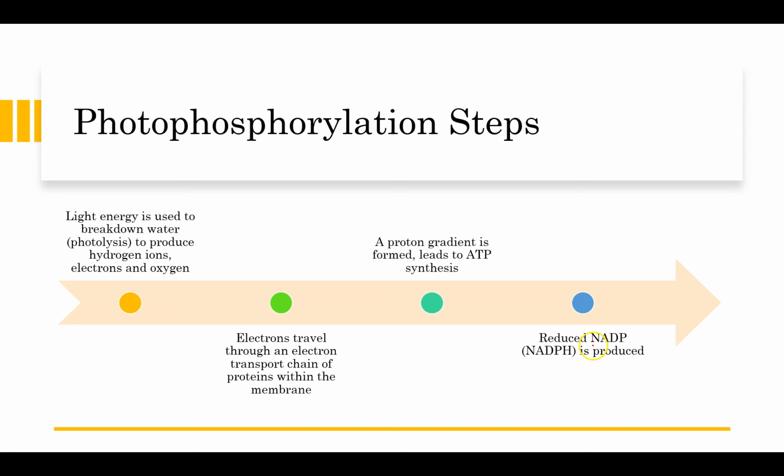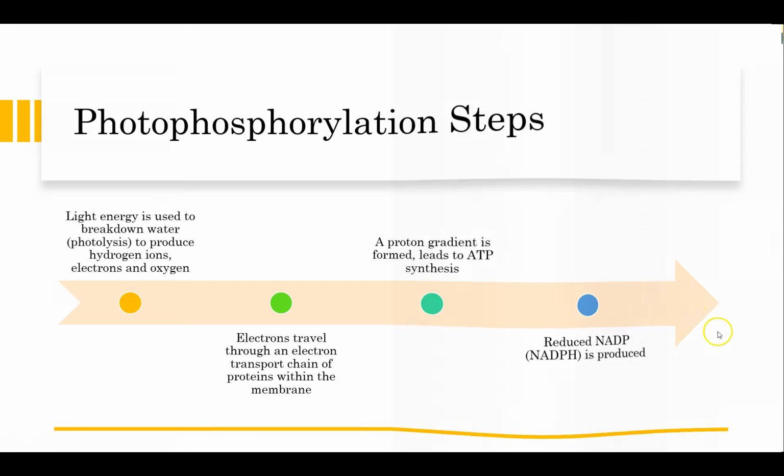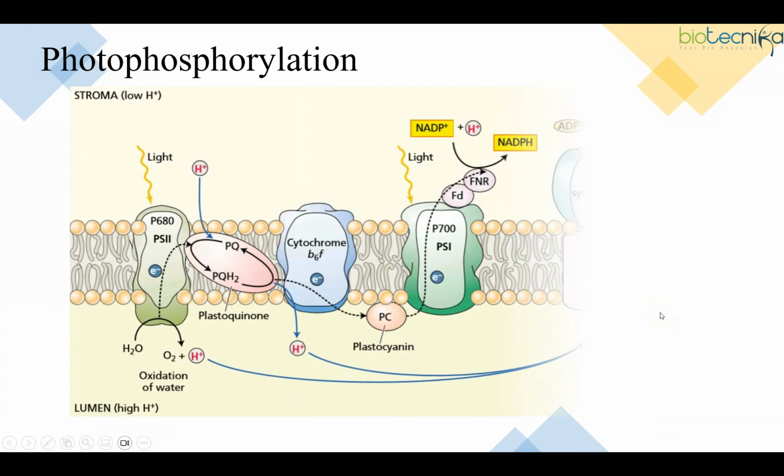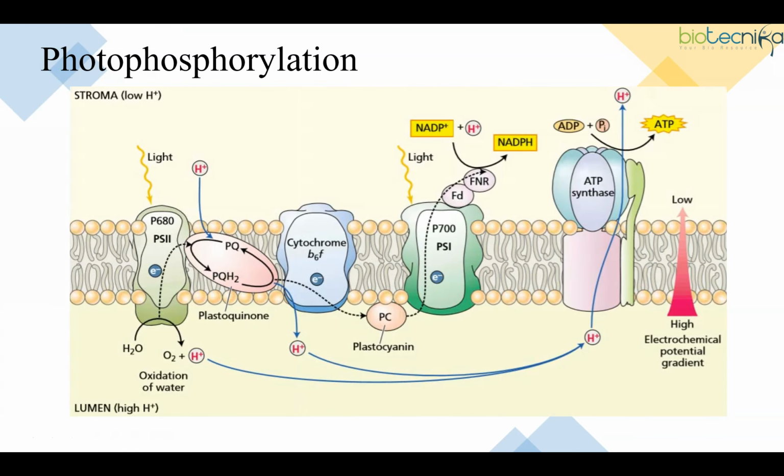But here, NADP is the final electron acceptor. After taking the electrons, it becomes reduced, and this will be utilized further in the dark reactions of photosynthesis in order to produce glucose molecule. Again, you can refer to my other video if you want to know details of this photosynthetic process. Let me show you the photophosphorylation diagrammatic representation.